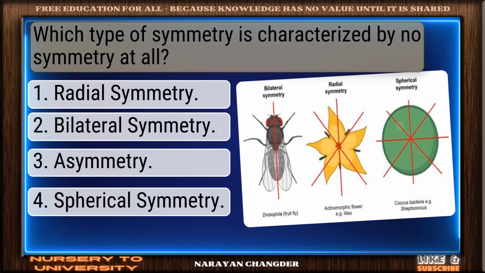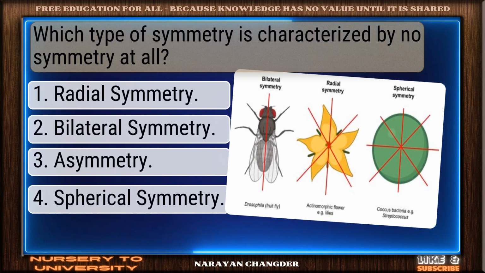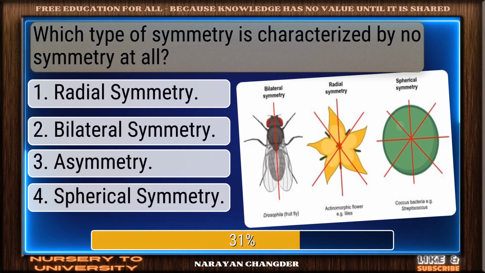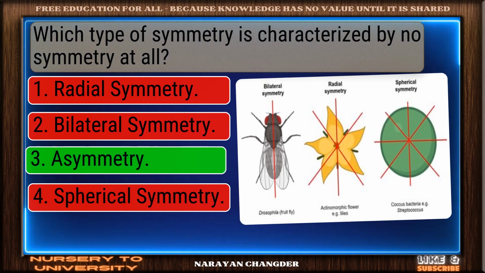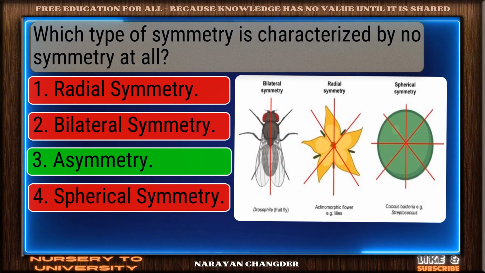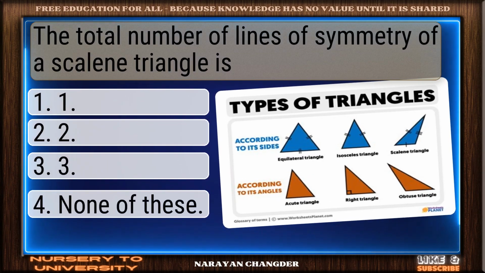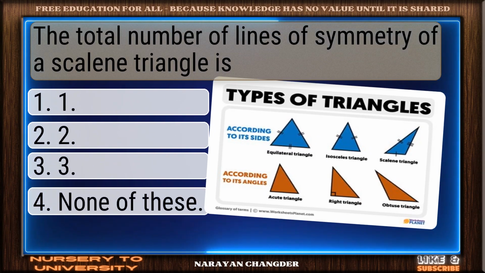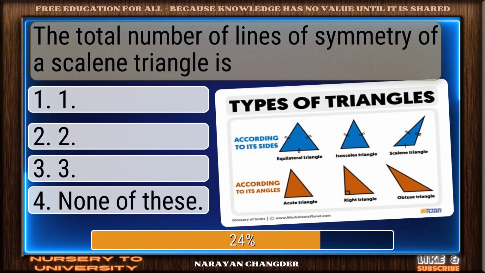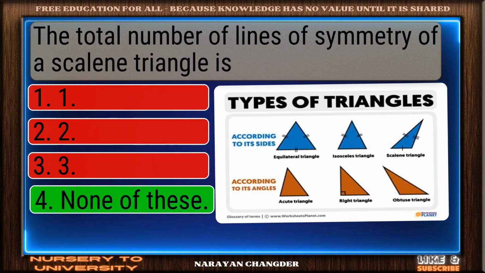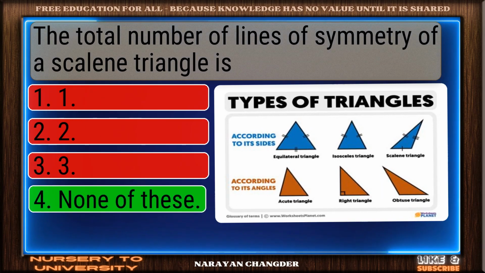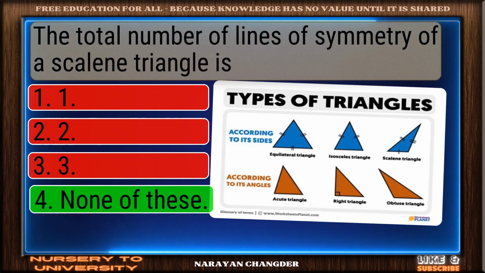Which type of symmetry is characterized by no symmetry at all? Excellent choice. Asymmetry is the right answer. The total number of lines of symmetry of a scalene triangle is. Clear logic. Your choice none of these is sound and 100% true.